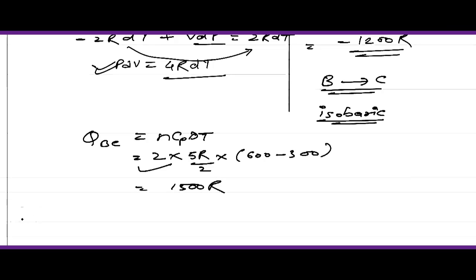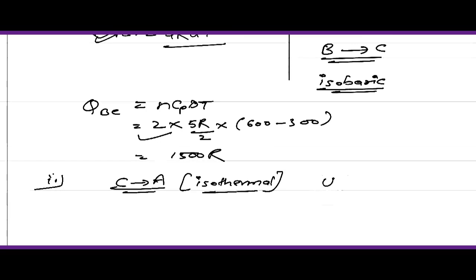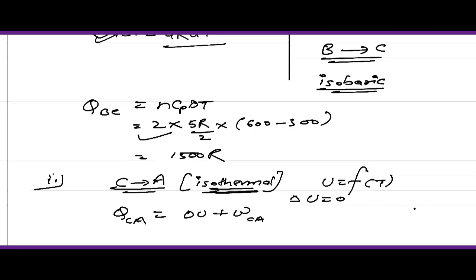Okay. Now, if we talk about part number 2, process CA. If we talk about the process CA, it is an isothermal process, because the temperature in the process CA is constant. And as we know, the internal energy is a function of temperature. So we are seeing that the temperature is constant, so the change in internal energy will be equal to 0. So by the first law of thermodynamics, QCA will be equal to delta U plus delta W, or WCA, we can write it as.